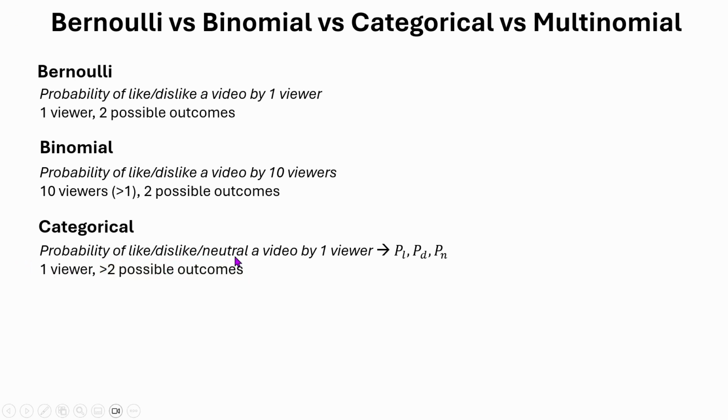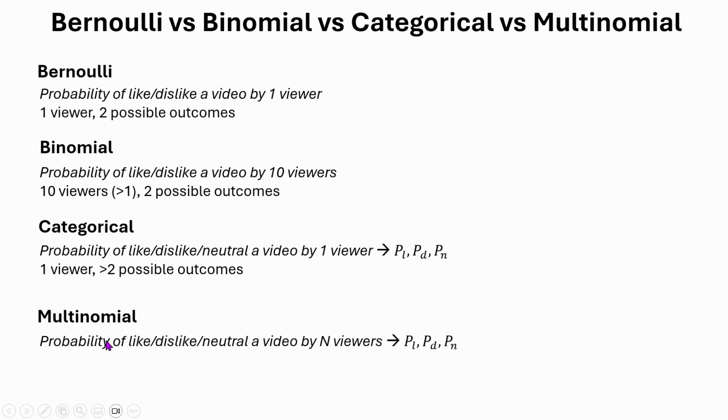Now here we have 3 possible outcomes, but it can be 5, 10, or anything. So multinomial distribution, I think you can all guess now, there will be more than 2 possible outcomes and more than 1 trial. So that is exactly what is happening in multinomial distribution. So these are the four things which are highly related to each other, and they differ by the number of trials and the number of possible outcomes.